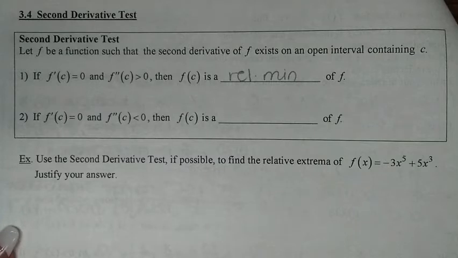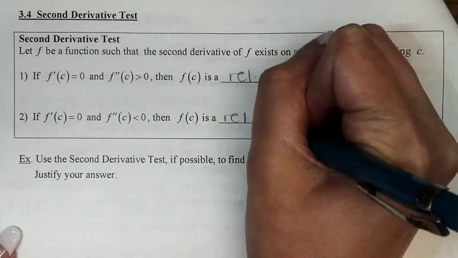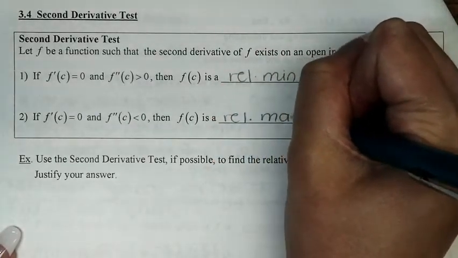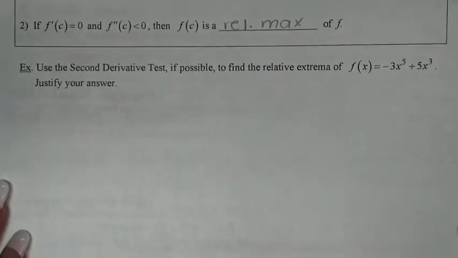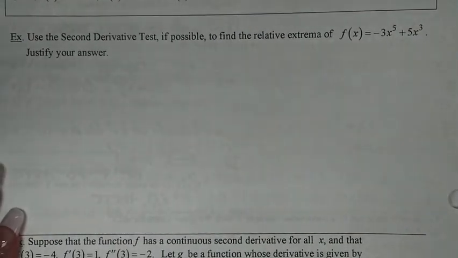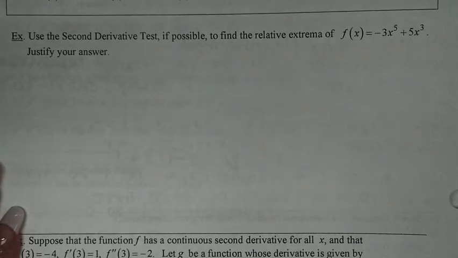Similarly, if f prime of c is equal to 0 and f double prime evaluated at c is less than 0, then f of c is going to be a relative maximum of the function f. So let's look at this example. If we want to use the second derivative test, if possible, to find the relative extrema of the function f of x equals negative 3x to the power 5 plus 5x to the power 3, we need to justify our answer.